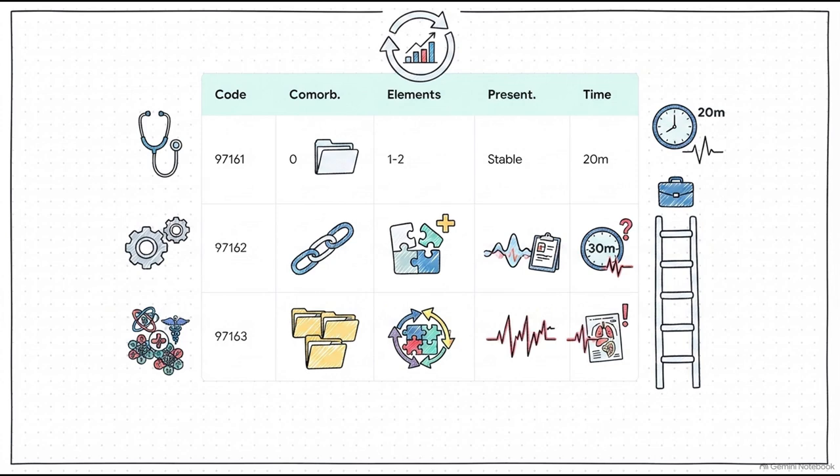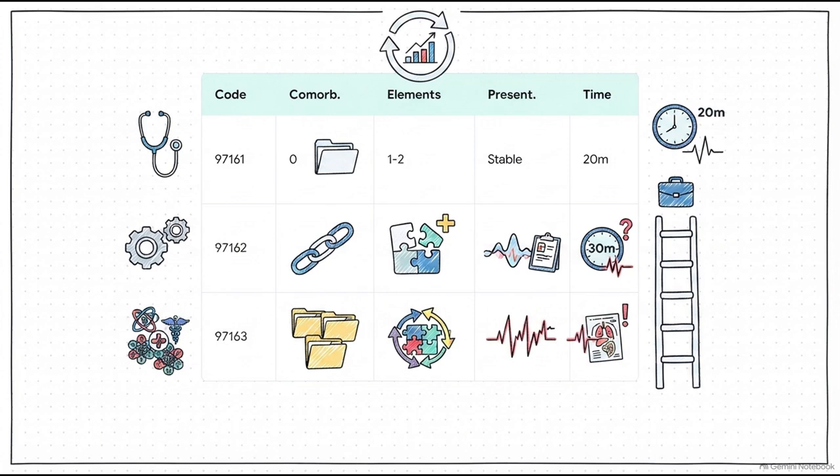Escalating from low to moderate to high complexity is really a game of strict thresholds. For low complexity, that's CPT 97161, you're looking at 0 complicating comorbidities, a stable presentation, and it takes about 20 minutes of face-to-face time. But the second you hit 1 to 2 comorbidities, 3 or more elements, and an evolving presentation, boom, you jump to moderate complexity, which is roughly 30 minutes.